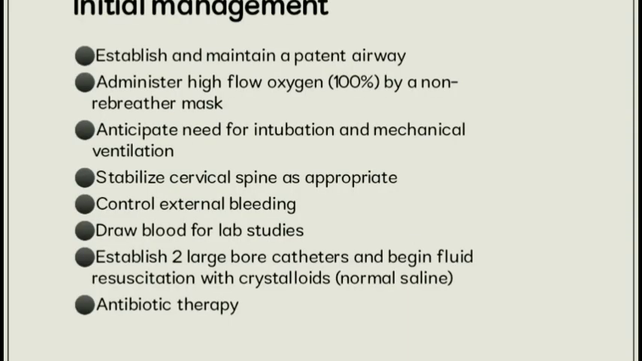Emergency management. Initial management: establish and maintain a patent airway. Administer high flow oxygen by a non-rebreather mask. Anticipate need for intubation and mechanical ventilation. Stabilize cervical spine as appropriate. Control external bleeding. Draw blood for lab studies. Establish two large bore catheters and begin fluid resuscitation with crystalloid normal saline and antibiotic therapy. Insert an indwelling bladder catheter and NG tube.